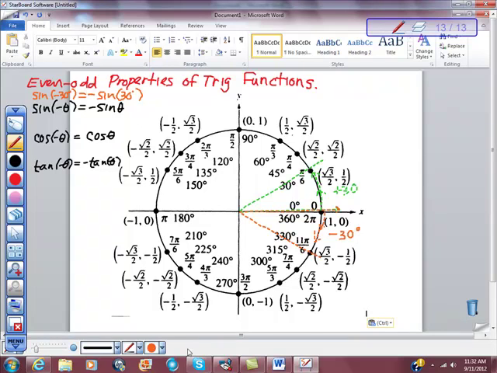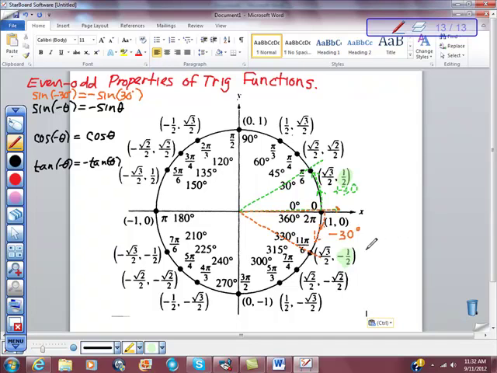Well, sine is this value right here. Sine is the second value, right? So sine of 30 degrees is 1/2. Sine of negative 30 degrees is the opposite, negative 1/2. So it is true, isn't it? And that's all that says.